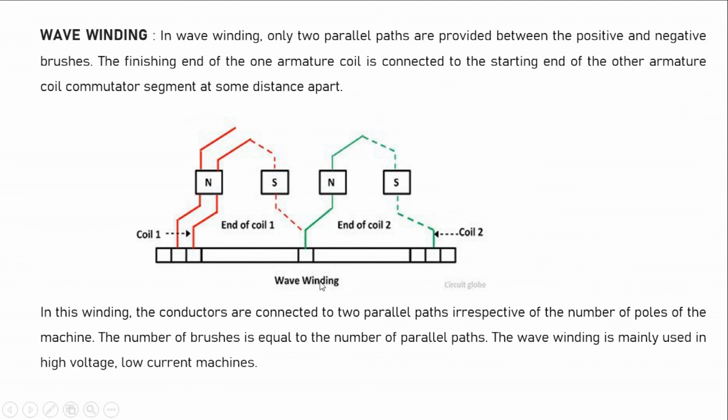The finishing end of one armature coil is connected to the starting end of the other armature coil. That is the meaning of this. In this winding, the conductors are connected in two parallel paths irrespective of the number of poles of the machine. The number of brushes is equal to the number of parallel paths. Wave winding is mainly used in high voltage, low current machines.